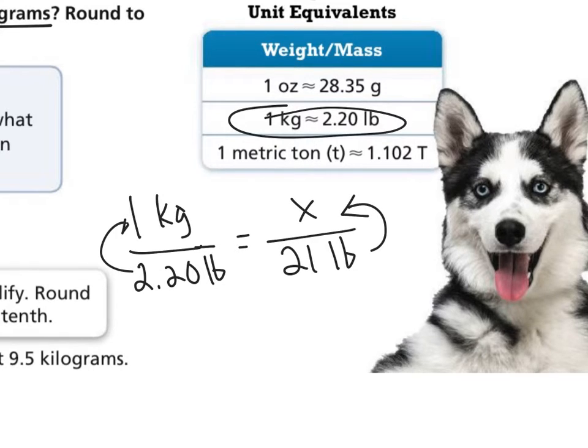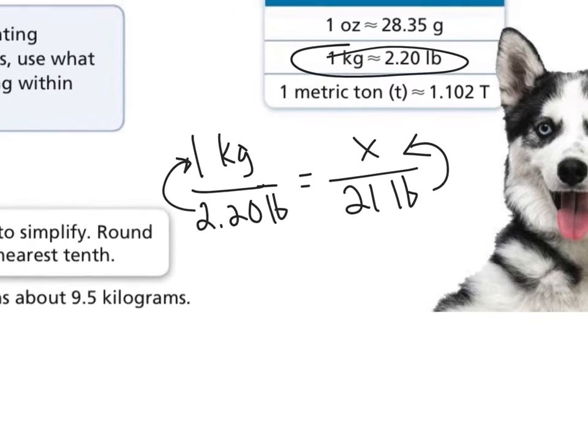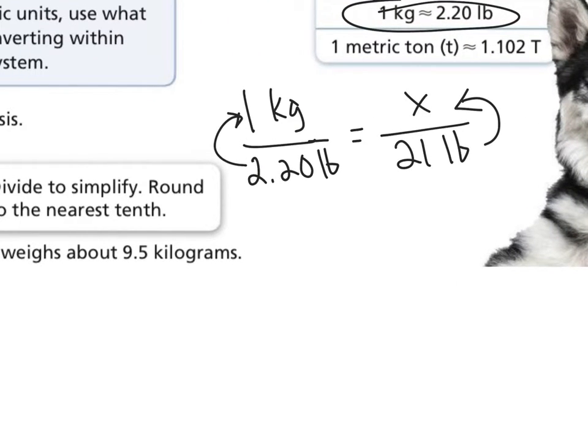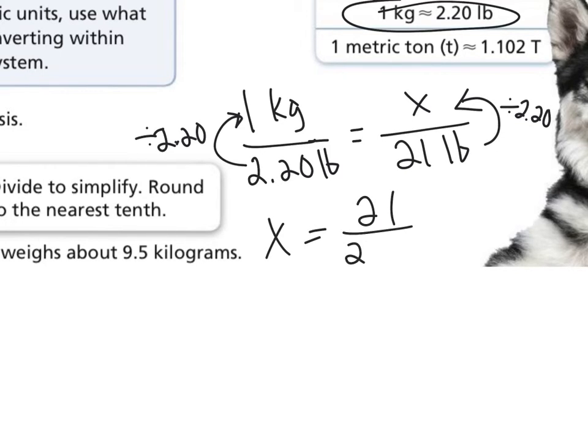Make sure you go towards the variable, though, and think about how would we get from 2.20 to 1, multiplying or dividing by something. So that would be dividing by 2.20. You divide something by itself, you get 1. So 21, this is what we're doing basically. 21 divided by 2.20. And they're rounding this off to the nearest tenth. We should get the same thing as them. Should be about 9.5 kilograms.